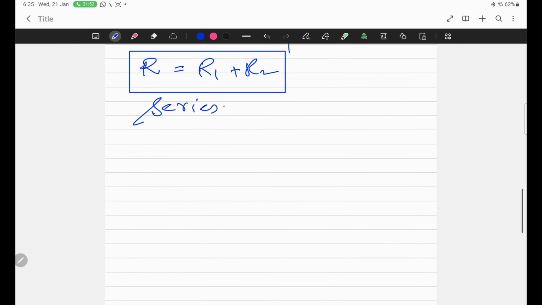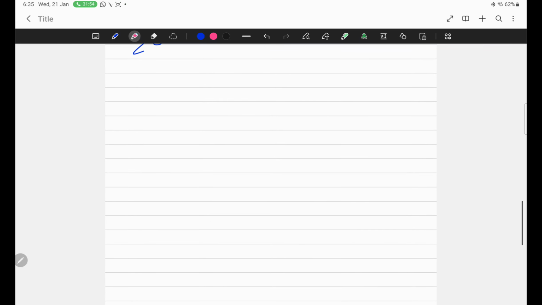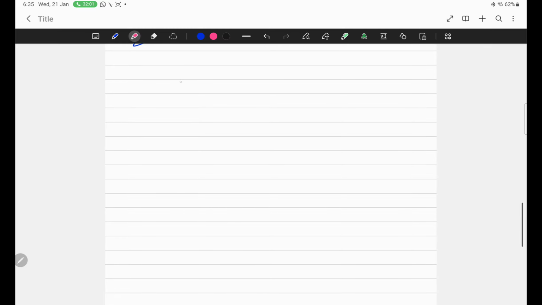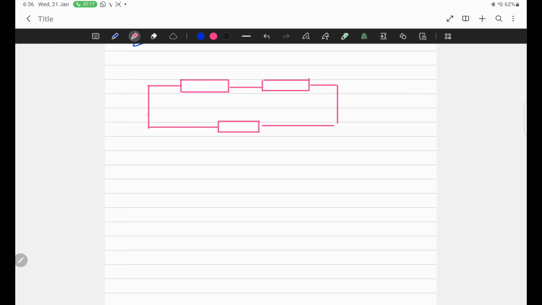Okay. Acha, beta, as I said, in the exam you will be given two series to parallel, but it will not be so simple. Two series to parallel will be like this. Sir, we will be given two resistors in series and the third one will be in parallel. Draw this diagram at least once so that you can identify it.